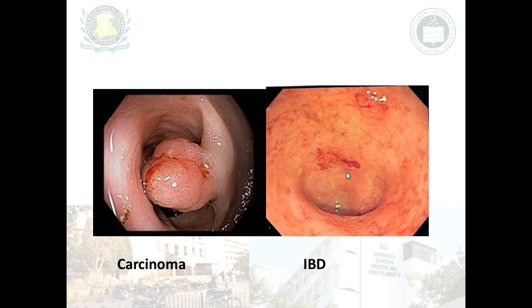This is a colonoscopic picture of inflammatory bowel disease. This is basically a case of ulcerative colitis. This is the colonic wall, and it has multiple ulcers, and you can see the bleeding spots over here. So multiple ulcerations can be seen in inflammatory bowel disease.